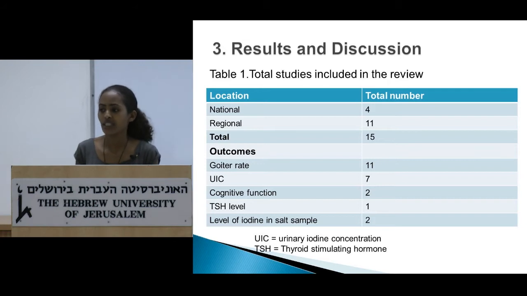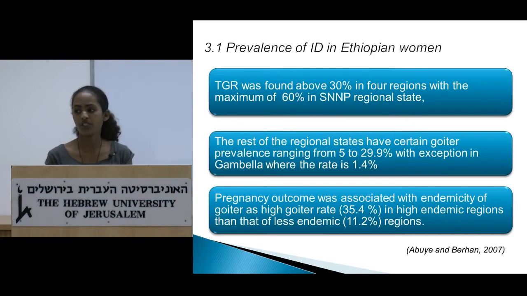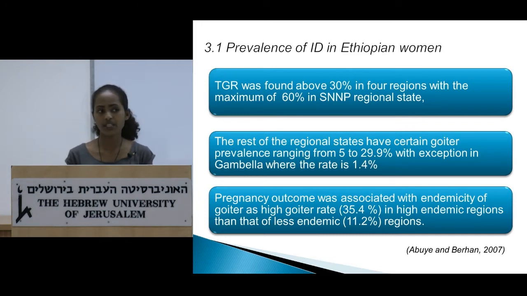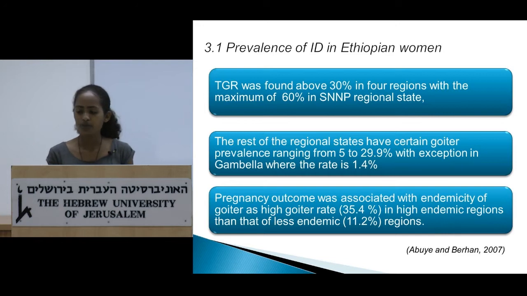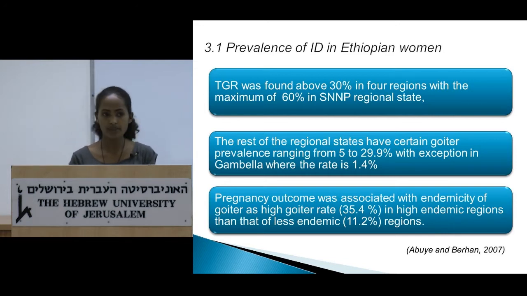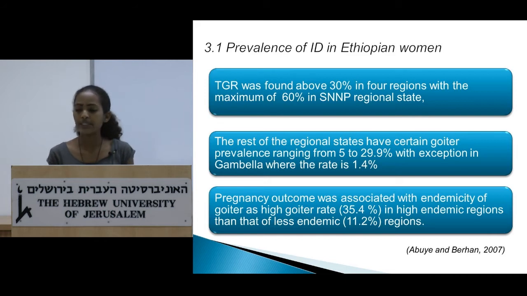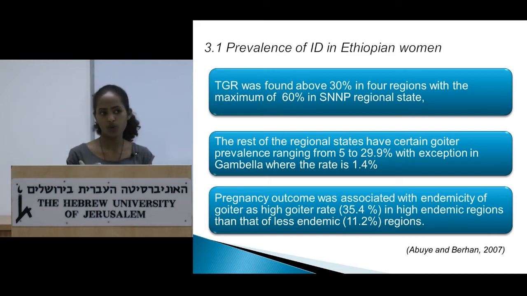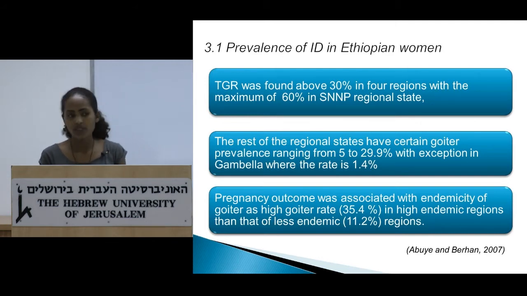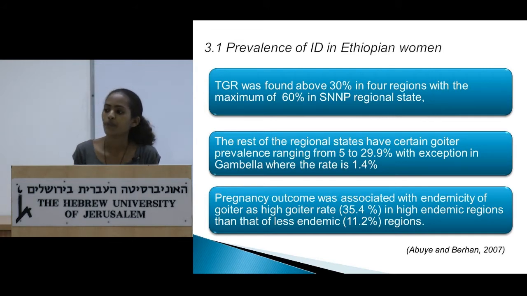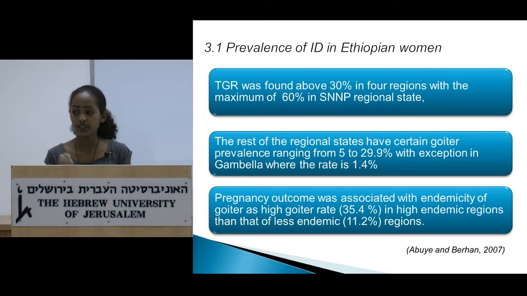When I start discussing the findings, I'll start with the prevalence of iodine deficiency in Ethiopian women. Even though iodine deficiency disorder has affected a large proportion of the Ethiopian population for a long period of time, very few scientific studies have been carried out, especially on women at a national level. Among the few studies done on women was a survey conducted in 2007. In this study, they assessed the goiter rate of women of childbearing age. They found that the total goiter rate was above 30% in 4 regions.